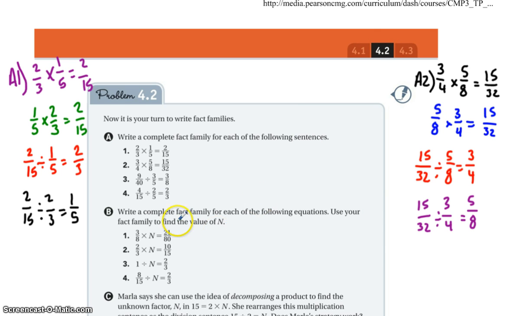Real quickly, when we get started here, these A3 and A4 are both division problems. So remember, like for A3, we're going to take this fact. So the next division fact should be 9/40 divided by 3/8 equals 3/5. So this is the first division fact. This would be the second division fact. So really for A3, you just need to come up with the other two multiplication facts and then try A4.